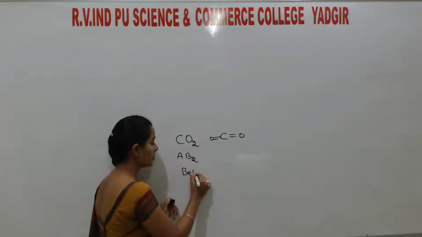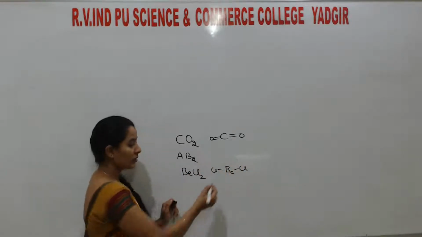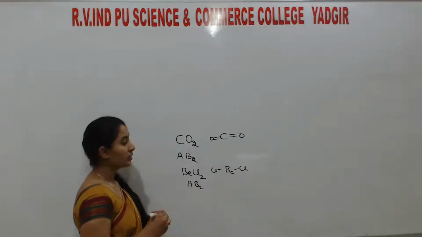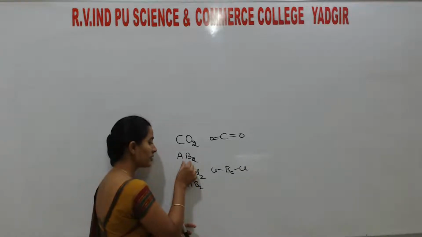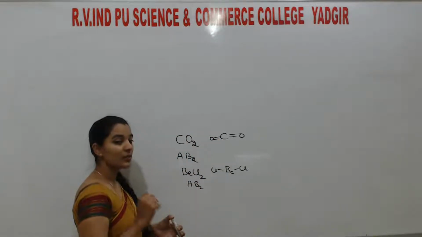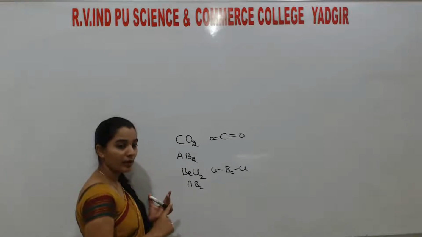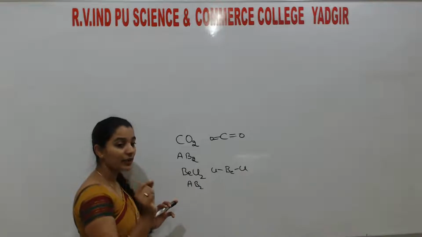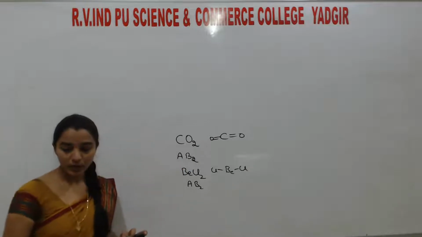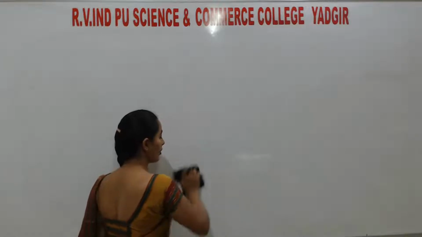Understand? So BeCl2. This is a single bond, so this is also an AB2 type molecule. In these two, of course, the molecule is AB2 and AB2. Here the single bond is there, here the double bond is there. So this VSEPR theory only tells about the lone pair of electrons and the bond pair of electrons, their bonding. But it fails to explain the formation of a single bond and a double bond. And at the same time, it fails to explain overlapping of the orbitals.